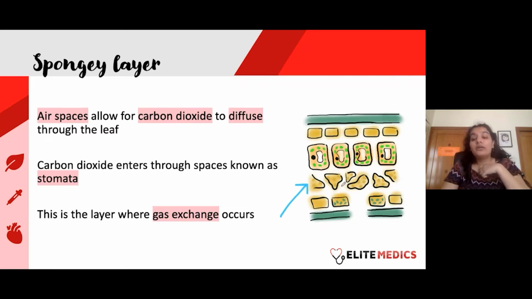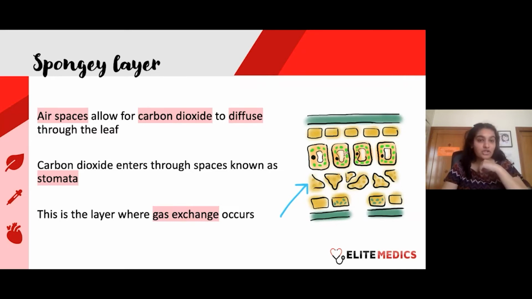So remember, the product of photosynthesis is oxygen, and it uses up carbon dioxide. So the way that in the human body, in our lungs, we've got gas exchange, where we try and take in oxygen and try and breathe out carbon dioxide, because that's the waste product. In this case, it's the opposite. So oxygen is the waste product and carbon dioxide is what is needed. So in the spongy layer, you have gas exchange where carbon dioxide is exchanged for oxygen that's leaving the leaf.